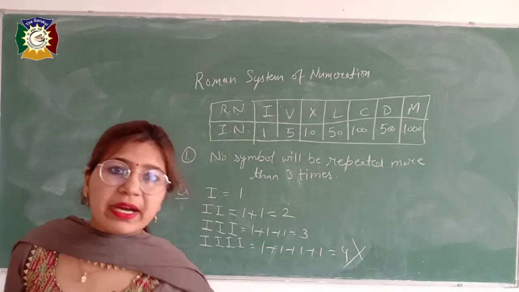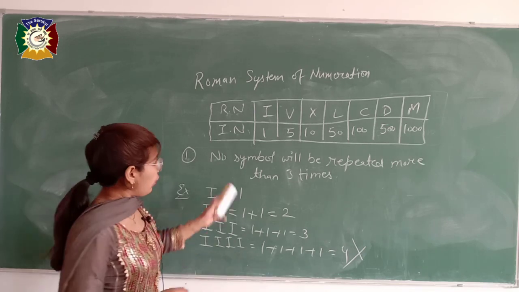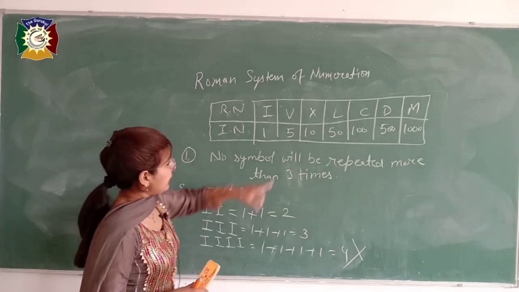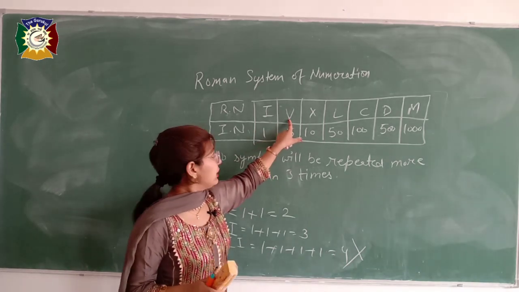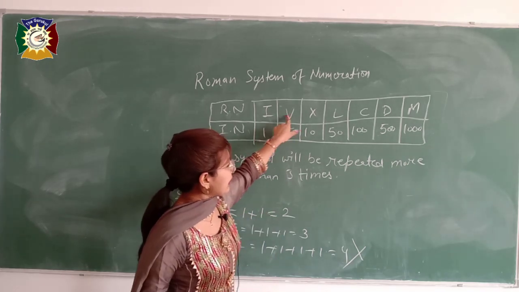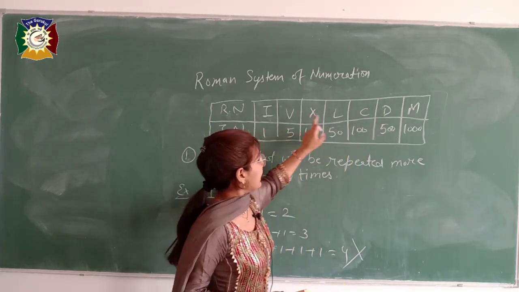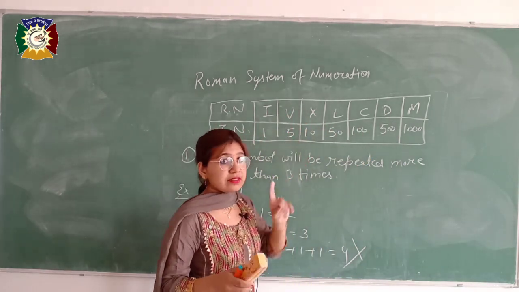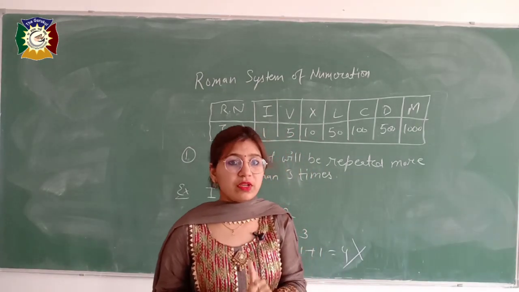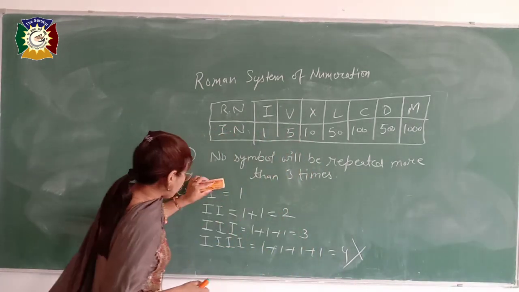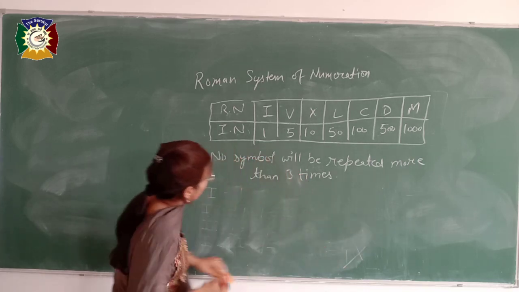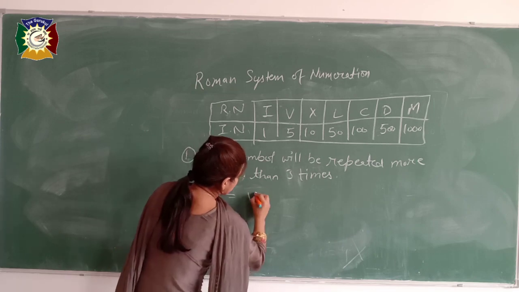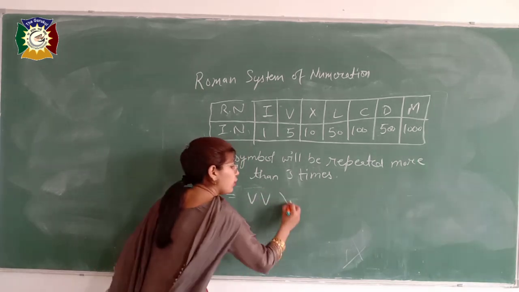But now there is a doubt in your mind: ma'am, you are saying that all the symbols can be repeated 3 times. But children, it is not for everyone. Here V can't be repeated. It will be written only once. Symbols V, L and D. The symbols which denote the numbers related to 5 are written only once. You have not to repeat V. If you want to write 10, you have to use the symbol X. You can't say X is equal to VV. It is wrong.